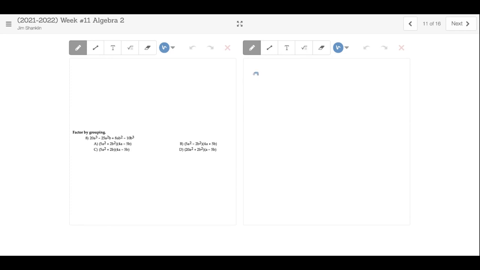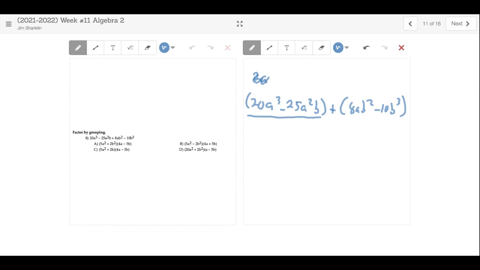They're not trying to trick us there. All right, so the first thing I'm going to do, I'm going to write down 20a to the third minus 25a squared b, ooh, that looks a little tough, plus 8ab squared minus 10b to the third. Okay, that's not a hard step because it's just putting parentheses in. We don't even have to think yet. Now we have to think. What's the greatest common factor in this first term? What can we pull out?